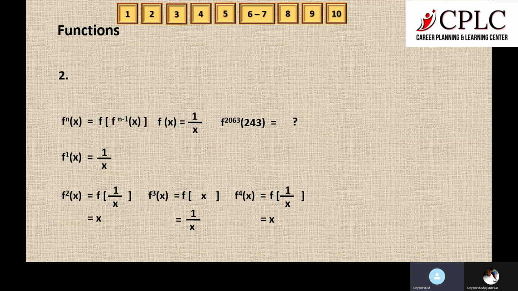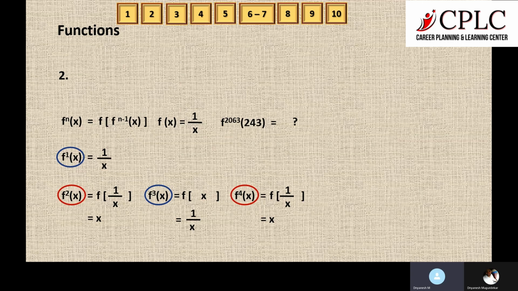And when you observe the pattern, whenever the power is odd, the input is x, the output is 1 upon x, that is, the inverse or the reciprocal of that. But whenever the power is even, f2 of x and f4 of x, the input is x and the output is also exactly the same, which is x only.